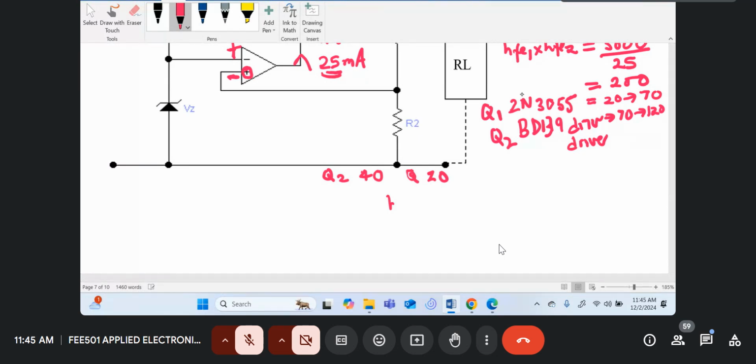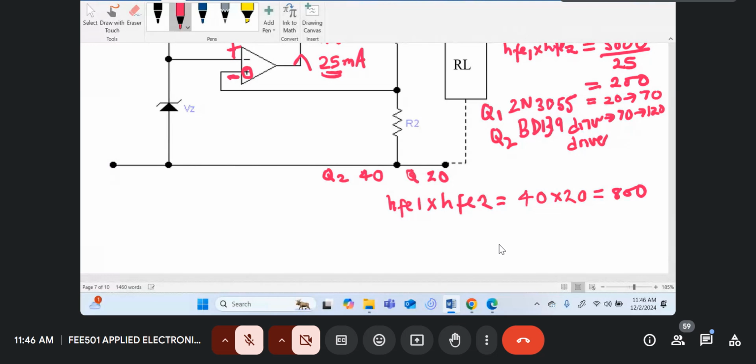So HFE1 times HFE2 will be equal to 40 times 20, and this is actually equal to 800. So let's test if you have to put those transistors here.